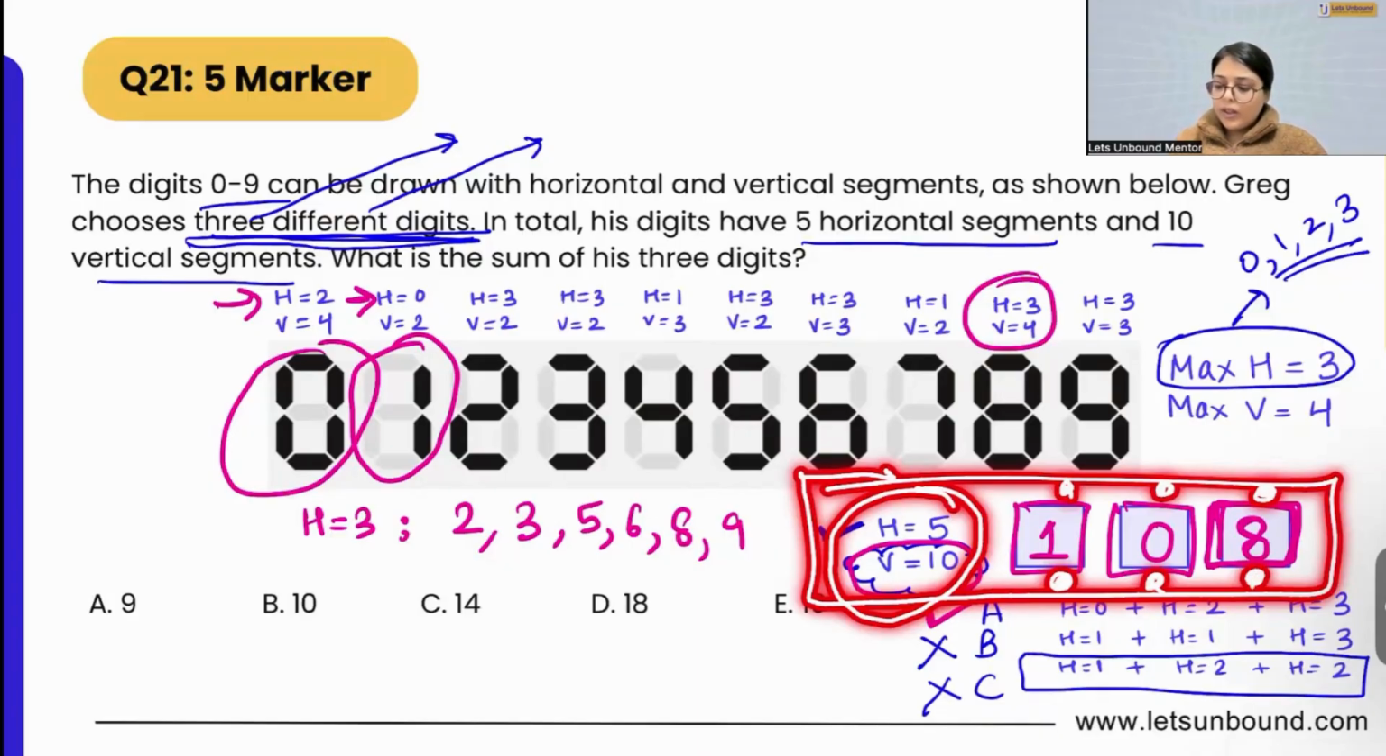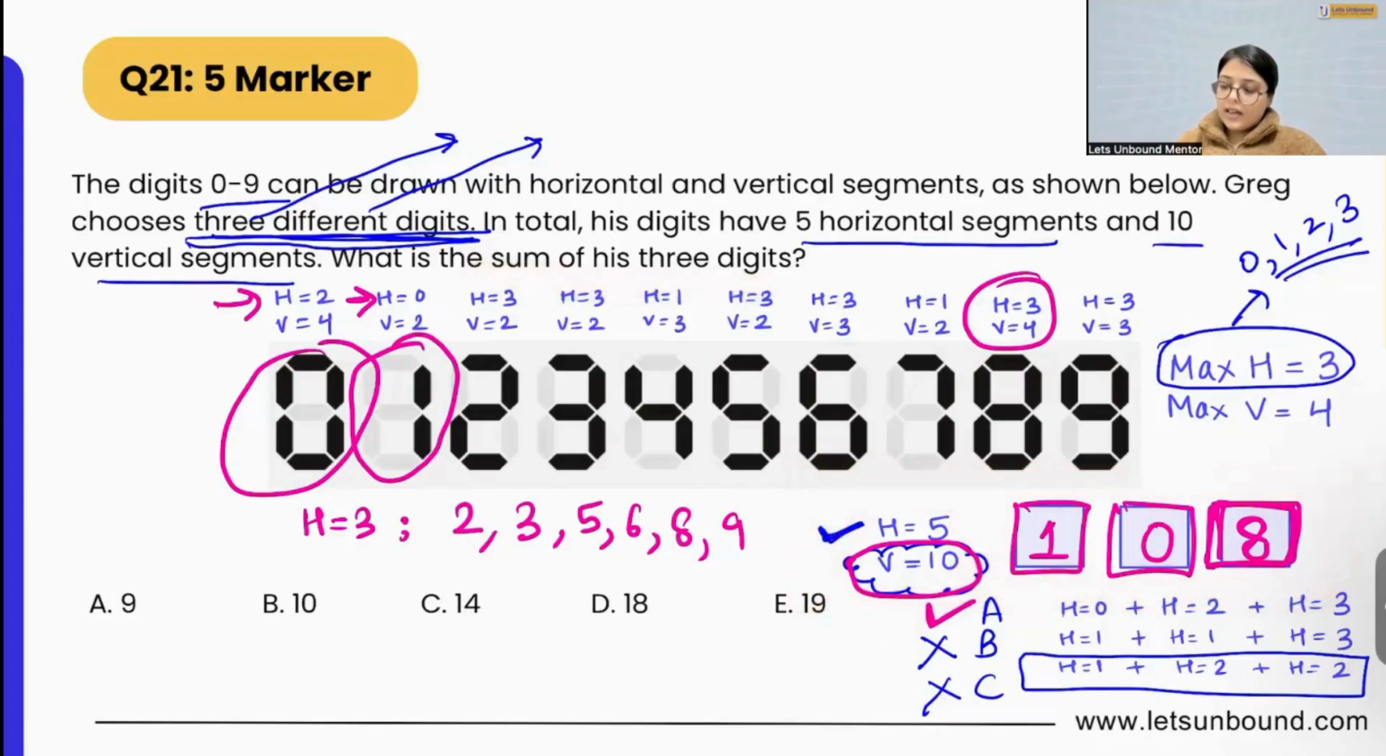So now what they want us to answer from the question is the sum of his three digits. So the digits are 1, 0, and 8. So the sum will be 1 plus 0 plus 8, which is 9. Okay, so that's how we get option A. I know it's a lengthy question, but I need to explain it properly, and I hope this question is quite easy now. Moving on to the next question.